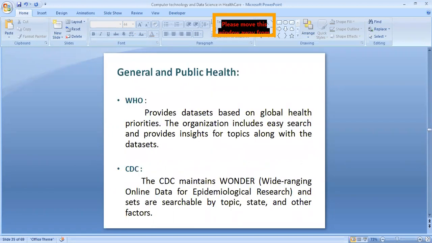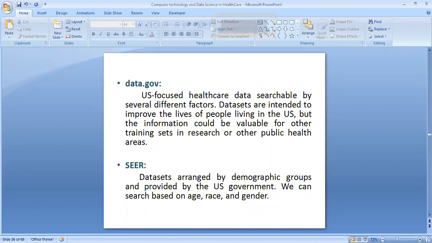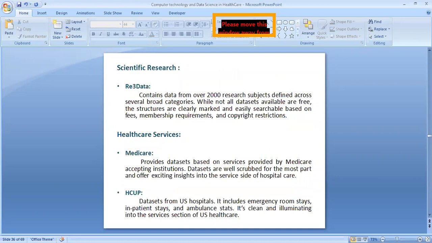So again, we have several sources of data available for doing such analysis, offered for general and public health. We have data from WHO, from CDC, we have data.gov and SEER. All those are going to provide you with information about patients, which will be useful for us in all means. So when we focus on scientific research, we have RE3 data, which contains a huge number of broad categories of data. So depending on the topic of focus or research area, we can go in for a selection of a particular data set.